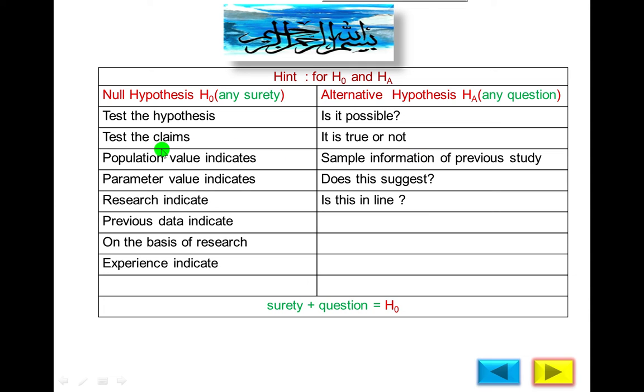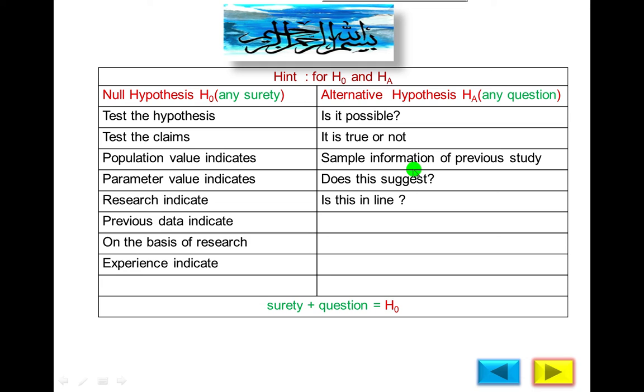If this is given or known, you can write the alternate. If alternate is known, you can write the null hypothesis. If both are known, we will decide which condition represents the null hypothesis and which condition represents the alternate hypothesis. If both are unknown, we take equal to or not equal to.